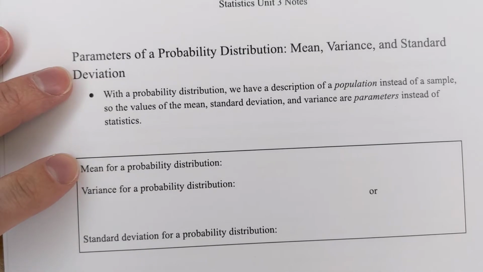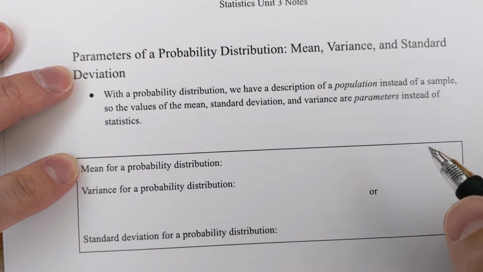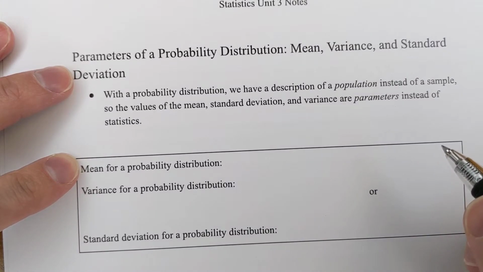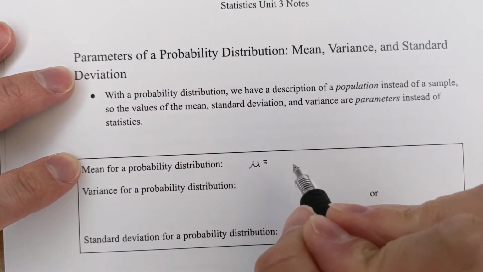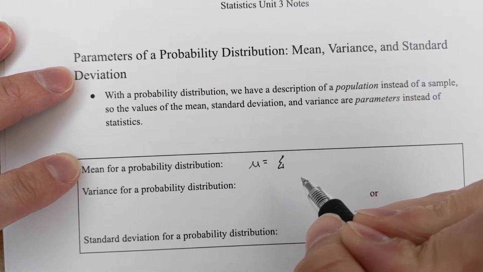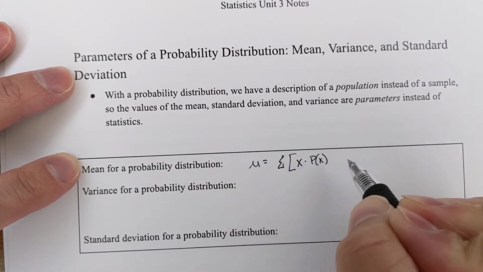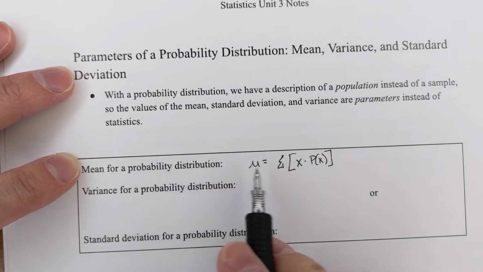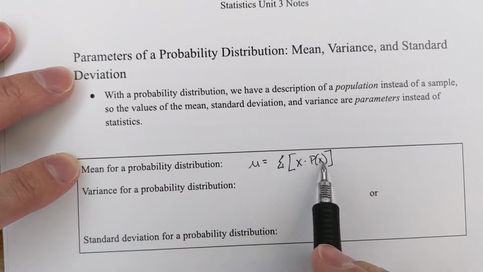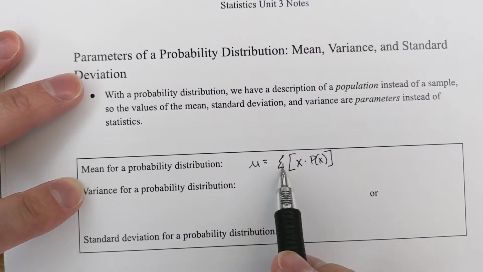Mean for a probability distribution looks like this. This is gonna be fun. So it's mu equals the sum of x times p of x. So to find the average for a probability distribution, you multiply each value by its probability and add them all up.